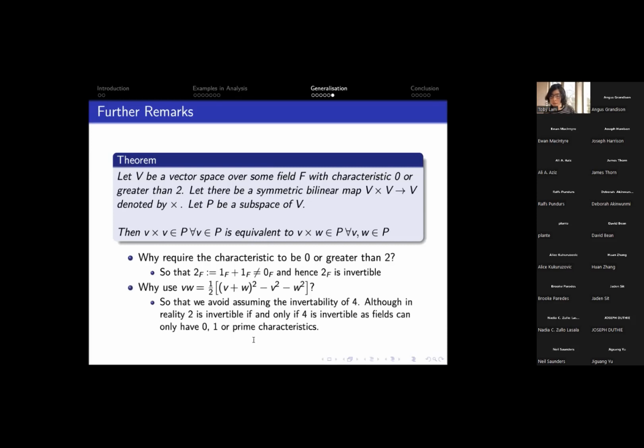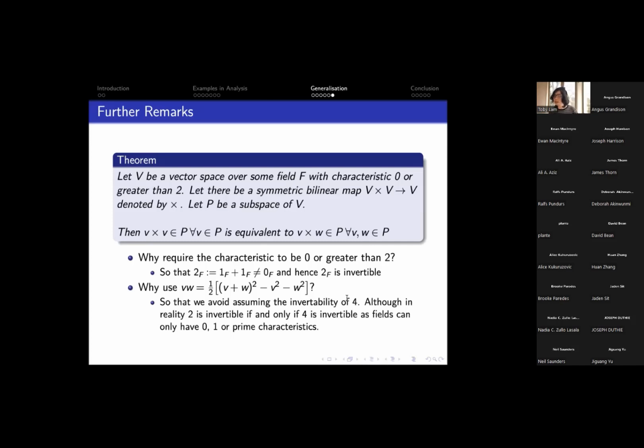As for why the characteristic needs to be 0 or greater than 2, this really is just a technical detail. You can just think of it as 2 being invertible. And finally, you could have used the 1 over 4 formula. In fact, it's the same thing, because 2 is invertible in the field if and only if 4 is invertible in the field. But this is some algebra, and I don't think it's particularly important.